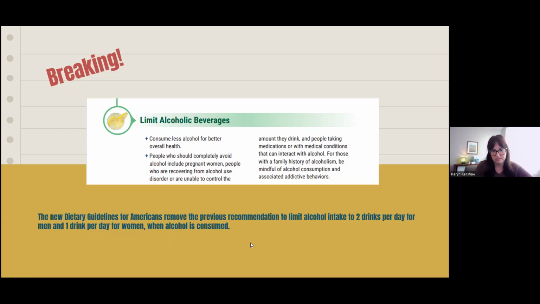And then earlier this year, you probably saw that HHS and the current administration revamped the dietary guidelines for Americans. Within those guidelines, they removed the previous recommendation about limiting alcohol intake to 2 drinks a day for men and 1 drink a day for women. The guidelines are now just to consume less alcohol. And remember, a drink is a scientific measure. It's probably not the drinks that most people are consuming. A glass of wine might be more than just 1 drink. So that's also another important note.